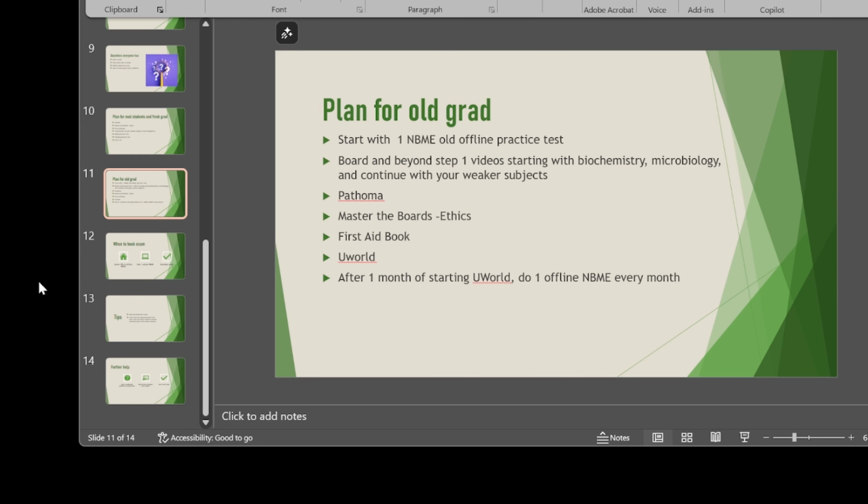Keep a timer of around 1 hour 15 minutes for each block, because you have 50 questions in 4 blocks, a total of 200 questions. So after you finish the test, you calculate the percentage, like out of 200 how many you got right. The percentage will help you decide how to study. And after that, you start off with Boards and Beyond videos.